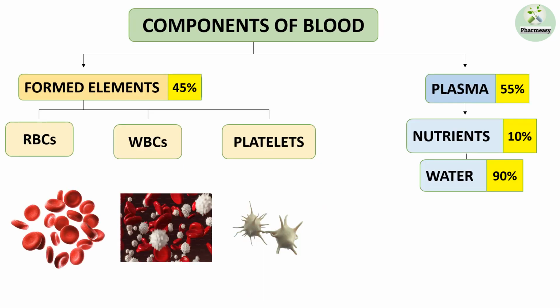Next topic is components of blood. It is divided into two parts, that is formed elements and the plasma. Formed elements are about 45% in concentration present in blood. These may be RBCs, WBCs, platelets. Plasma concentration in blood is about 55%. And it contains 10% nutrients and 90% of water.